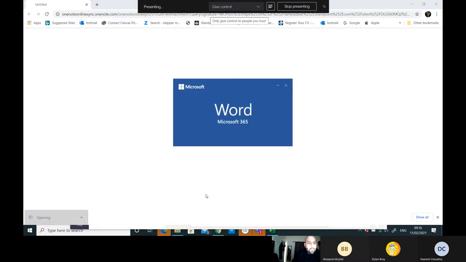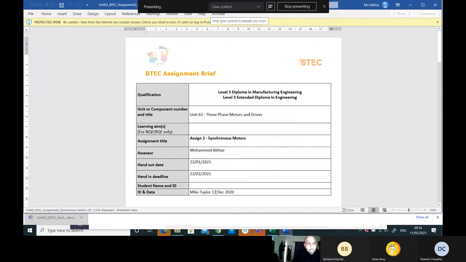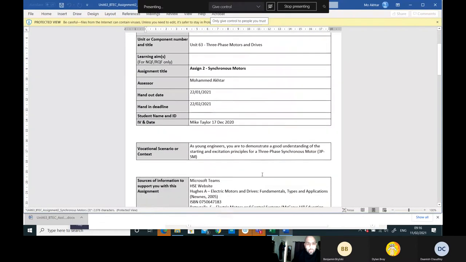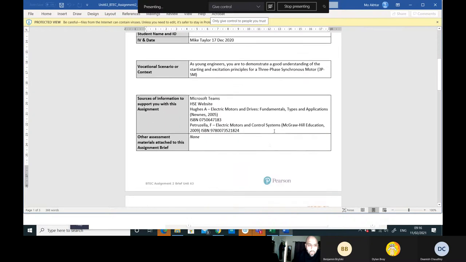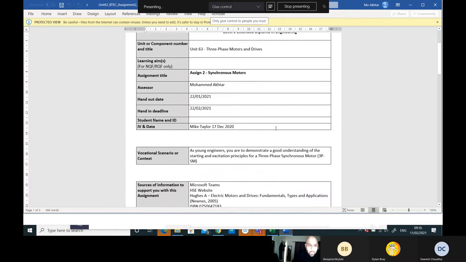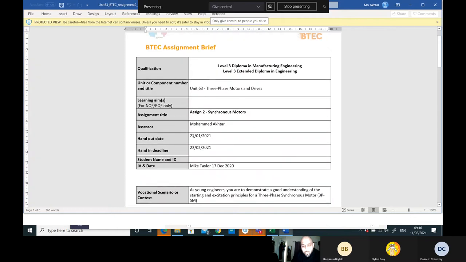Share with me whilst I'm downloading the assignment. But can you see the assignment? Is it displaying? Yeah. Oh, good. Okay, so it was actually handed out on the 22nd, and it's due on the 22nd as well.